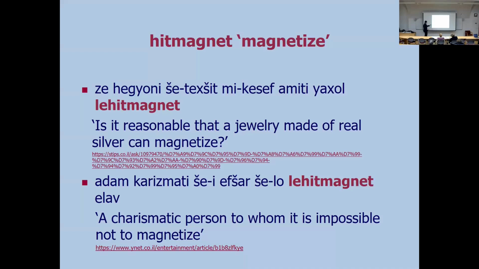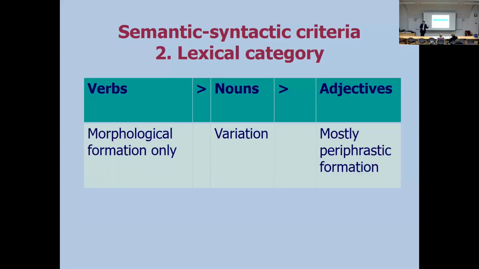And we also have the metaphorical meaning: אדם כריזמטי שאי אפשר לא להתמגנט אליו. A charismatic person to whom it is impossible not to magnetize. Okay, but in each case, it has a very specific meaning, which has no competing periphrastic construction. So this is about semantic transparency, which sometimes favors the morphological formation.